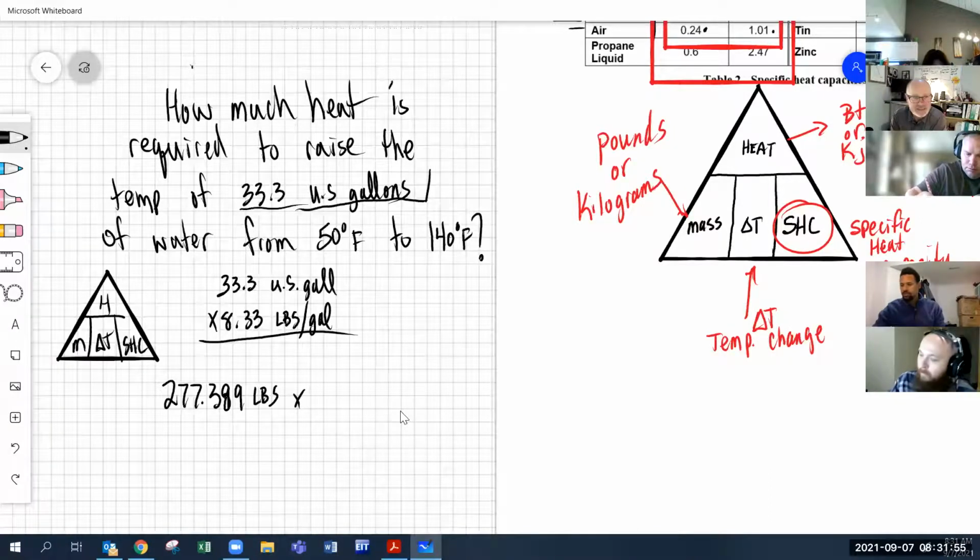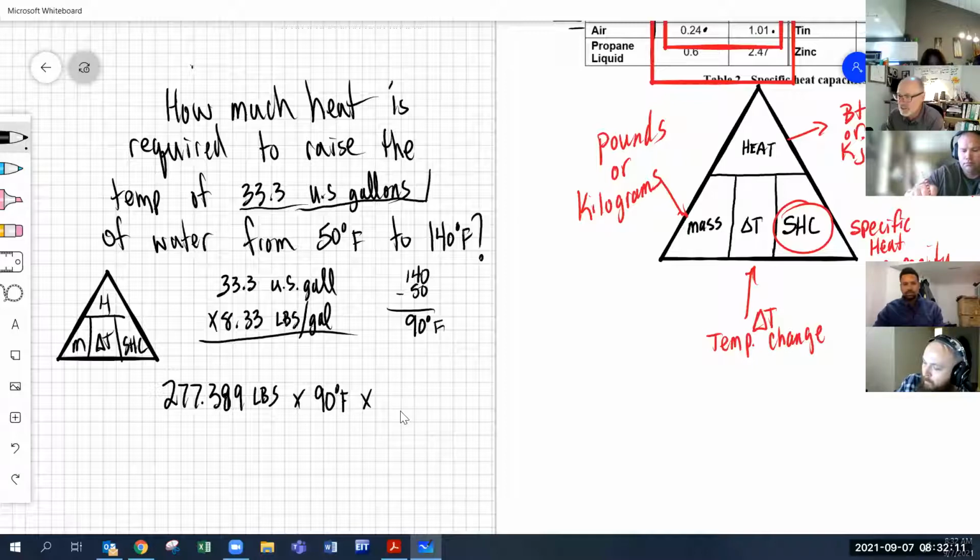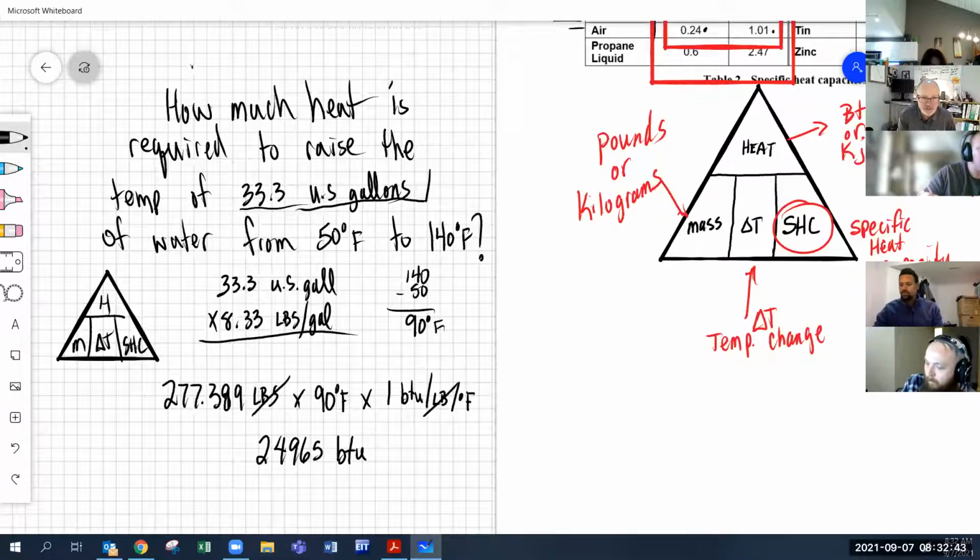And we're going to multiply it by the delta T. So that's 140 minus 50. My delta T here is 90 degrees Fahrenheit. I'm going to multiply that by 90 degrees Fahrenheit. And then I'm going to multiply it by the specific heat capacity of water, which we determined earlier has a specific heat capacity of 1 BTU per pound per degree Fahrenheit. And if I multiply that out, that's going to be 24965 BTUs it takes, because you can see the pounds get canceled out, the degrees Fahrenheit get canceled out, and I'm left with BTUs. Pretty easy, huh?